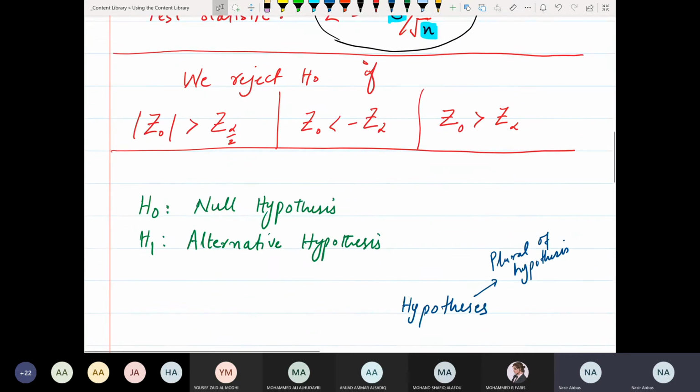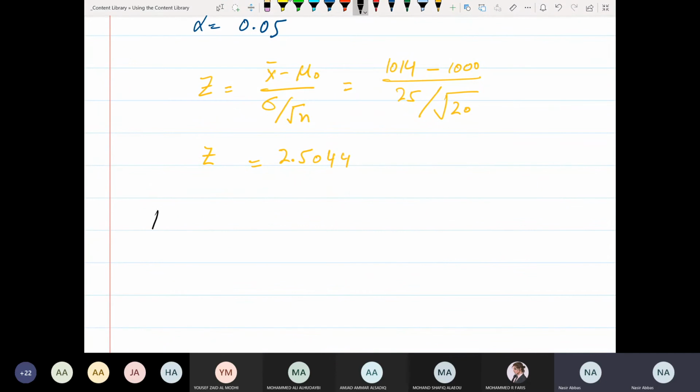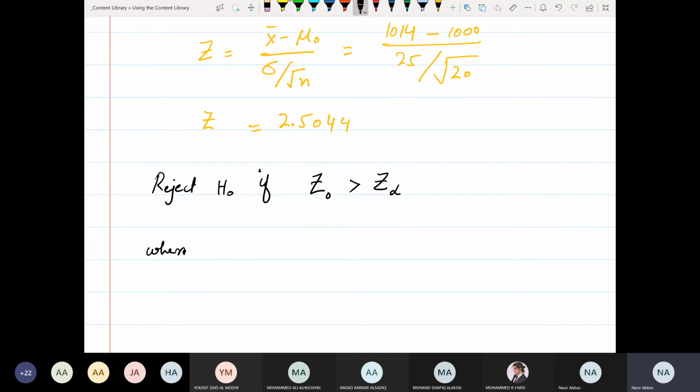So your rejection region here, for this case, when your H1 is greater than, is: reject H0 if Z0, which is 2.5044, is greater than Z alpha. Now we have to look for this value in the Z table. Alpha is 0.05. You will look for 1 minus alpha in the table, and you will not divide alpha by 2 because your H1 is one-sided.